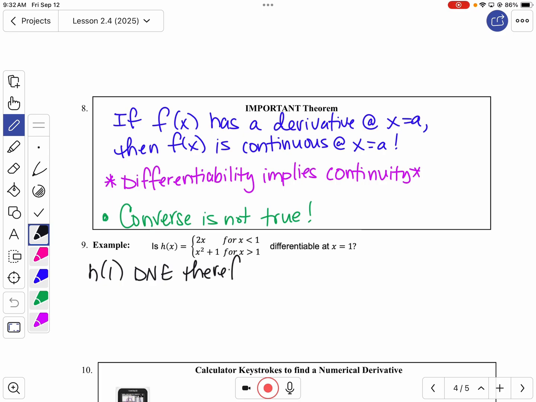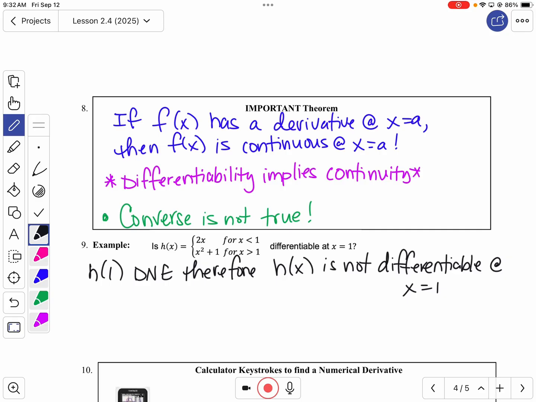Therefore, H of x is not differentiable at x equals 1. So lucky for us, if we know that part of the definition, we're good, because here's what would happen. If I did the derivative from each side, they would equal each other. Okay, so we have to check the value of the function first, because it'll lie to you.